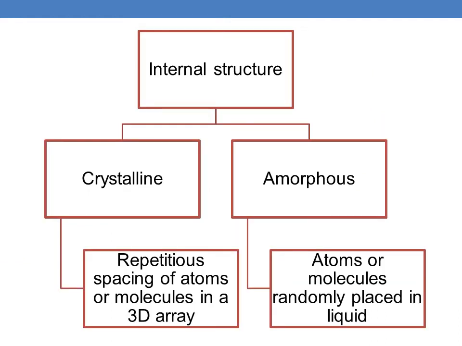Now as we have discussed, the internal structure can be either crystalline or amorphous. When the internal structure is crystalline, there exists a repetitious spacing of atoms or molecules in a 3D array. The atoms or molecules are arranged in an orderly manner in a three-dimensional array. When it comes to amorphous internal structure, the atoms or molecules are randomly placed as in a liquid. That is the basic difference between a crystalline and an amorphous internal structure.